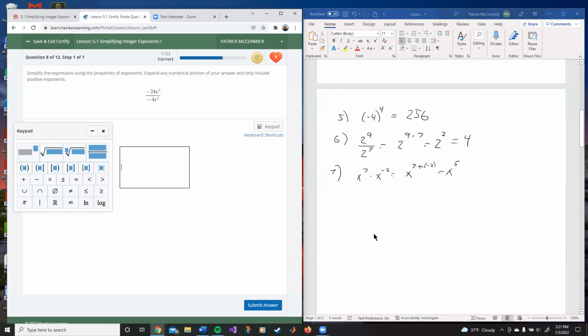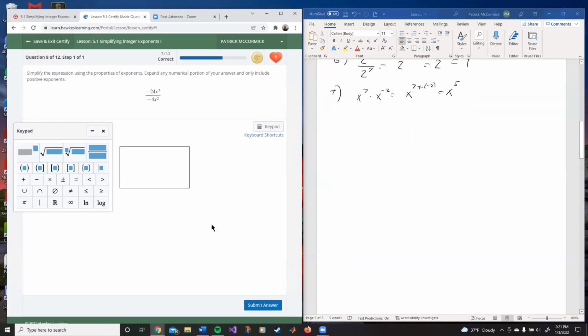Okay, now what do we got here? Let me scroll down a little bit, give me some room. So this is problem number 8. So -24 x cubed over -4 x squared. So I'm going to break this apart into 2 separate parts. I'm going to do my constants and then my variables. All right, so -24 divided by a -4, that's a positive 6. And this, we have like bases, so the quotient rule says I subtract. So I get 6x to the 1, which is just equal to 6x.